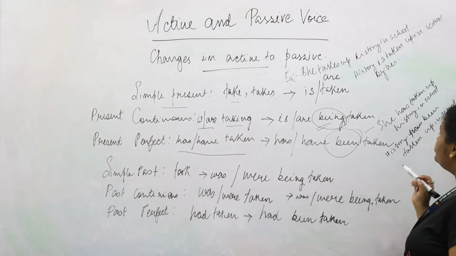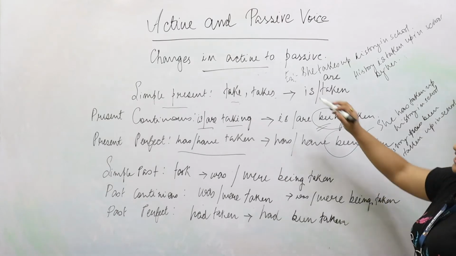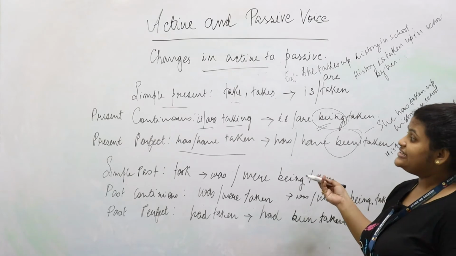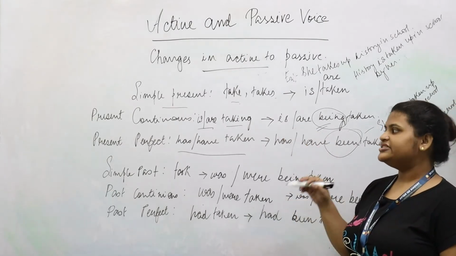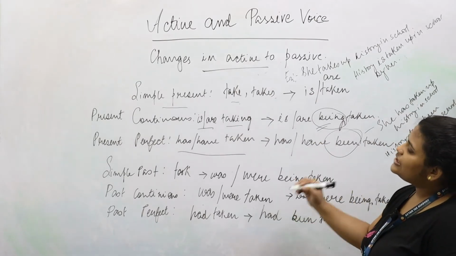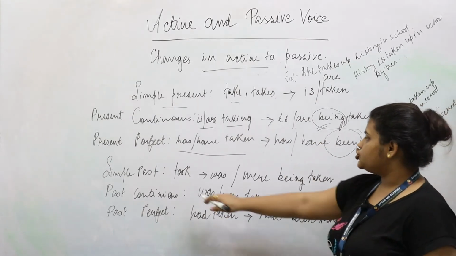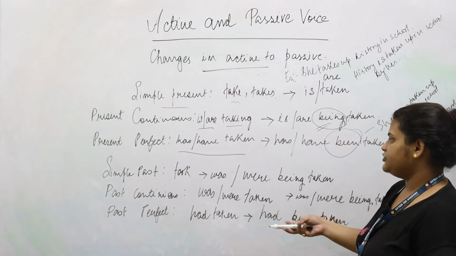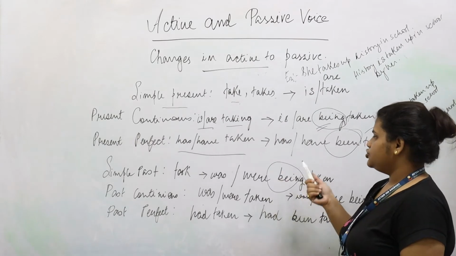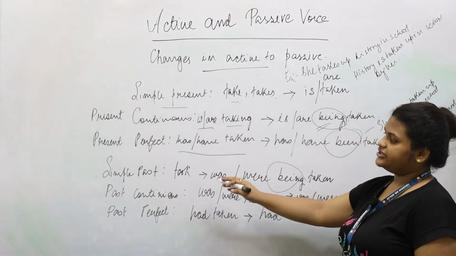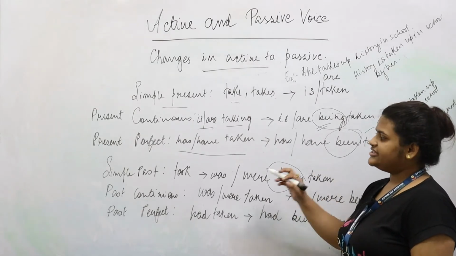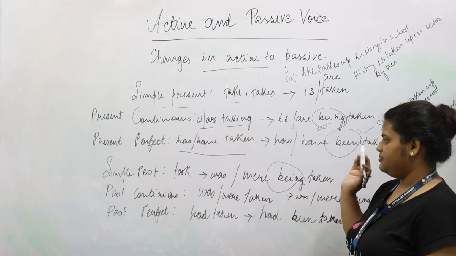So that is how we keep on changing the tenses for the simple present, present continuous and present perfect. Now if the same sentence goes in the simple past tense, took would become was taken or were taken. So that is the change that we will make in the simple past tense. The root of the verb remains, as well as including a was and a were.